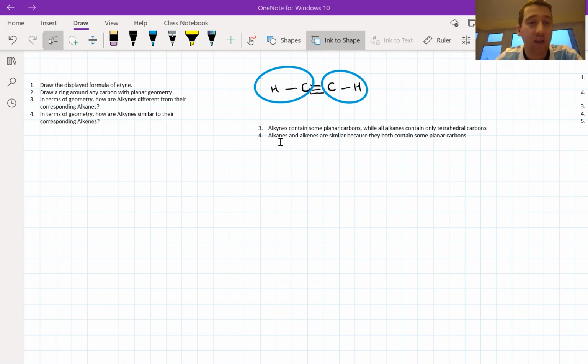Last one, how are alkynes similar to the corresponding alkenes? Alkynes and alkenes are similar because they both contain some planar carbons. So alkynes, that's C triple bond C, and alkenes, C double bond C, both of them contain that functional group, and that functional group has planar carbons. So both alkenes and alkynes have planar carbons in them. That's how they're similar. Okay, good job.